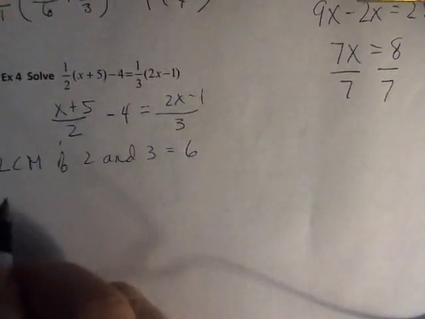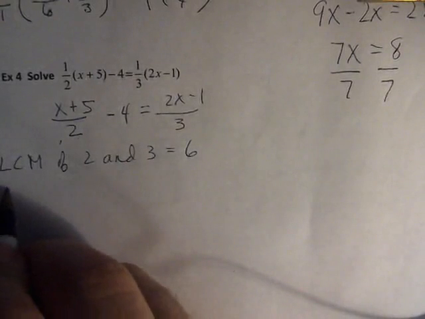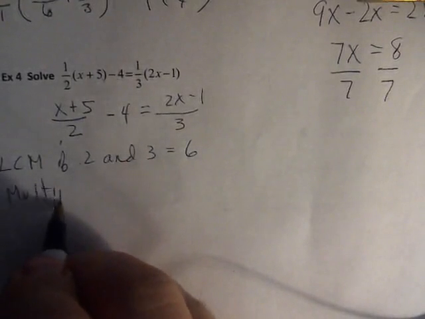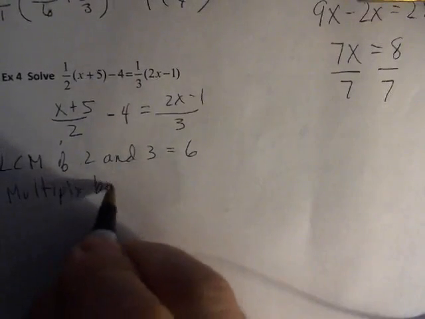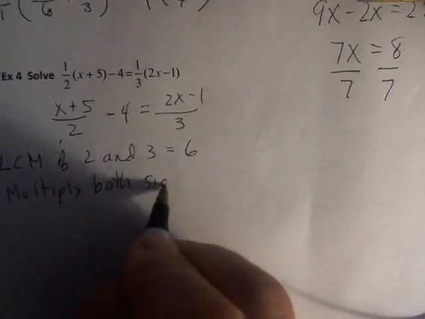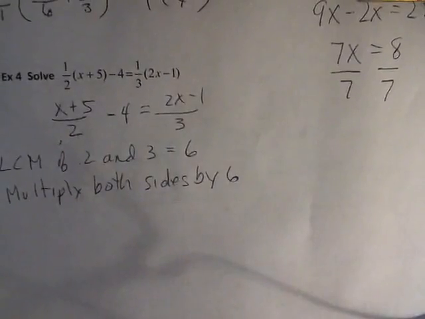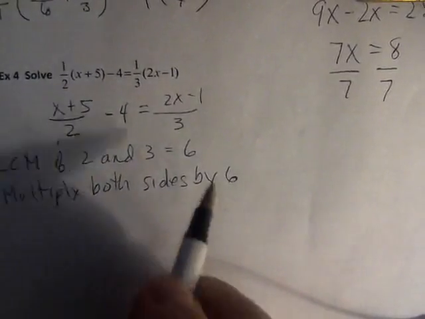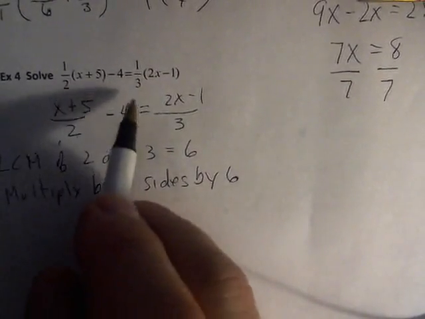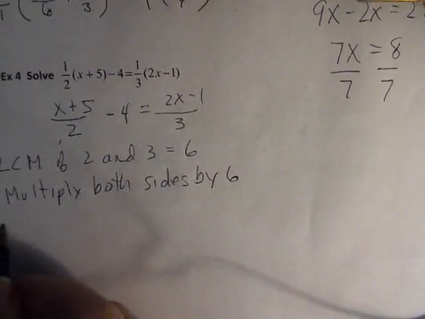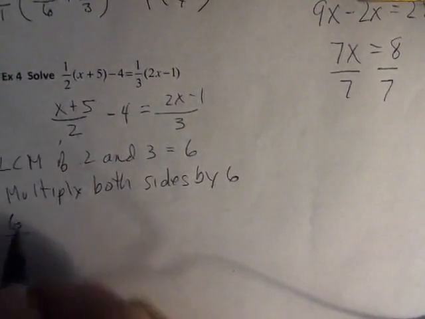So let's now multiply both sides by 6. Okay, so I'm going to take 6 times the left side and 6 times the right side. And again, you can put it over 1.